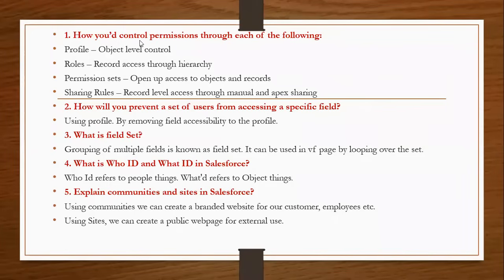First question, how will you control the permissions through each of the following: profiles: object level controls; role, records access through hierarchy; permission set, open up access to object and records; sharing rules, record level access through manual and Apex sharing. Next question, how will you prevent a set of users from assigning specific fields using profile by removing the fields accessibility to the profiles?